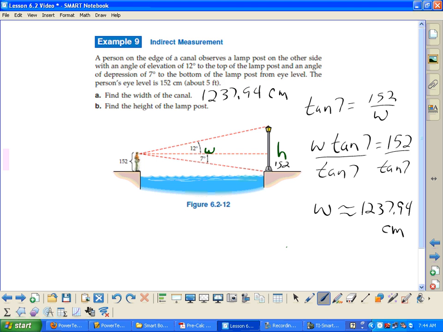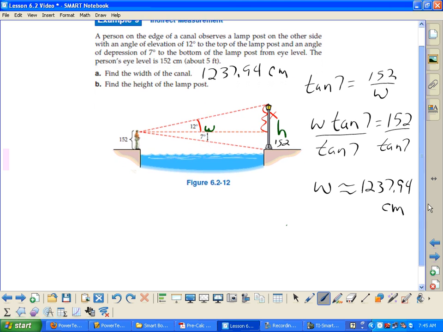So now we need to find, we'll call this X here, and that would be this height of the lamp post here, this part of it, and then we can add that to the 152 to find the total height. So we need to find X. We know that the 12-degree angle here, and we know the width of the canal, so that would be the adjacent side, and we're trying to find the opposite.